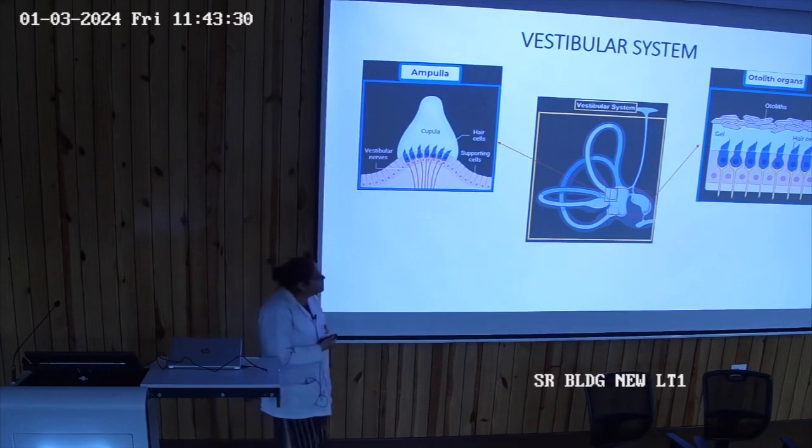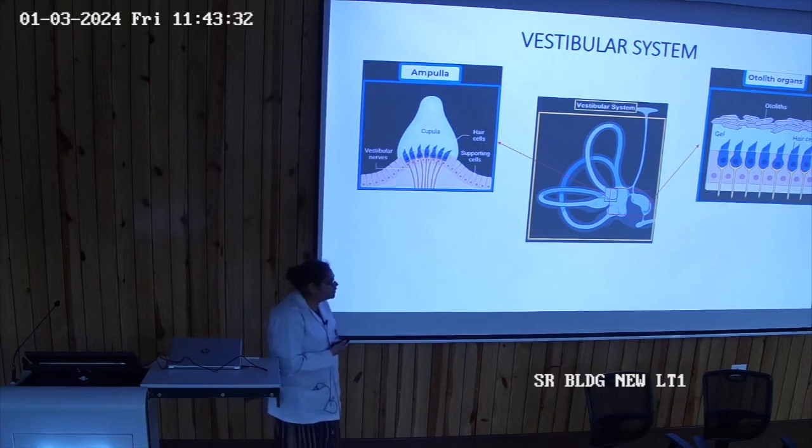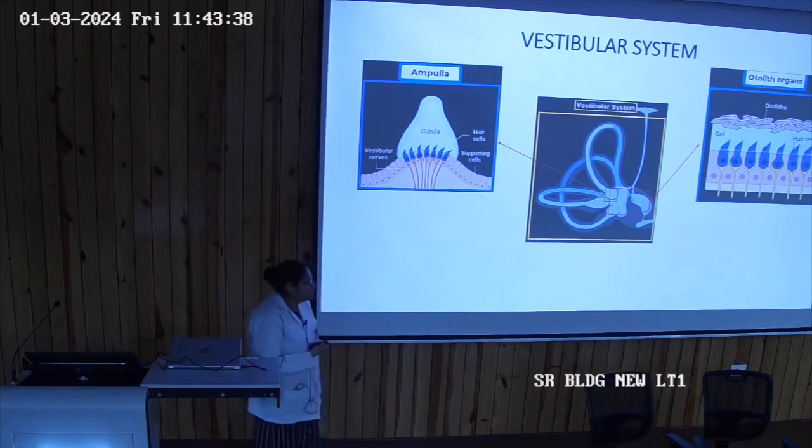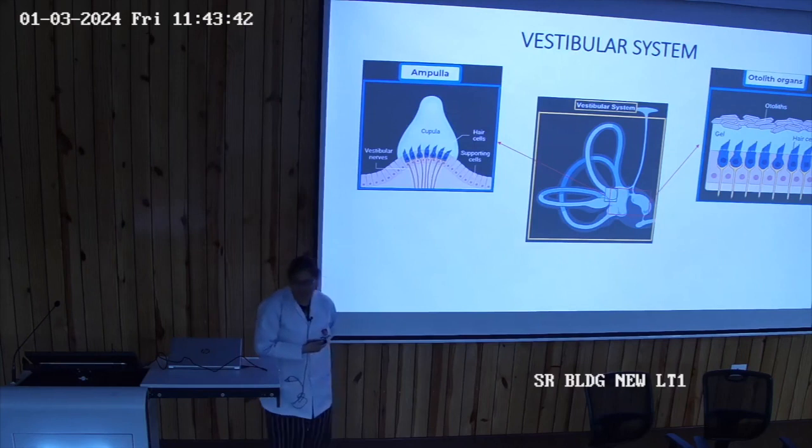The vestibular system also contains the otolith organ. The otolith organ is present within the saccule and the utricle. The otolith organ present within the saccule detects the movements in the vertical plane, and that present within the utricle detects the horizontal movement.